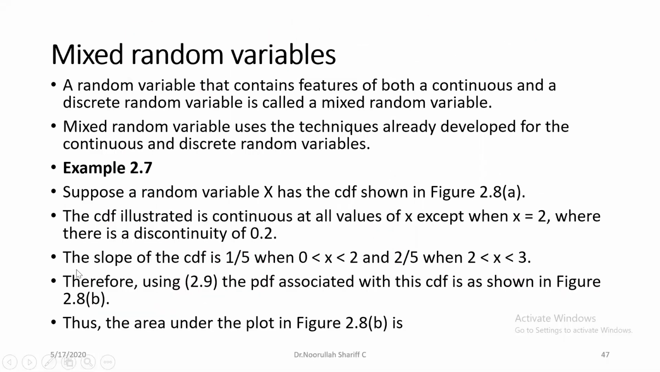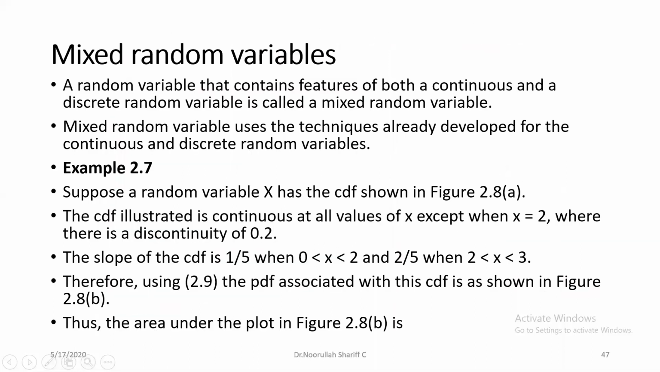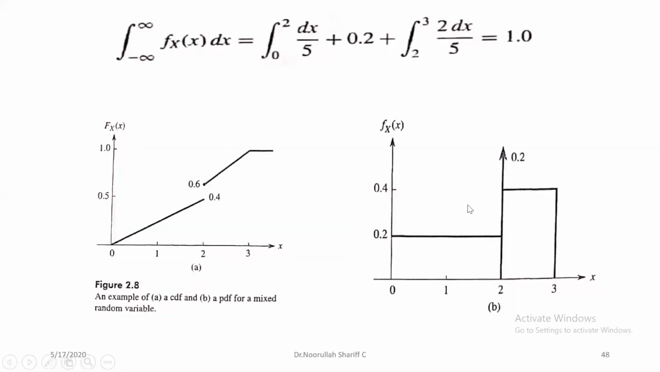Therefore, using 2.9, the PDF associated with this CDF is shown in the figure which is written there. Thus the area under the plot in figure 2, from A to B, right? Area under the plot will be equal to 1. You will get this as 1, minus infinity to infinity. So therefore here now I can just try to write here 0 to 2 is dx by 5.